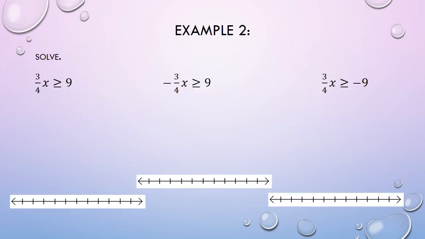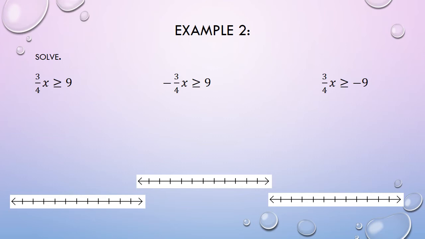Okay, example 2. Here we've got 3 different types of problems, but all very similar. So looking at the very first one, all of our numbers are positive. Looking at the second one, just the coefficient, the number in front of the x, the negative 3/4, that's what's negative. And then looking at the third one, the 9 is negative, but the coefficient is positive. So let's look at the difference of these whenever we are solving them.